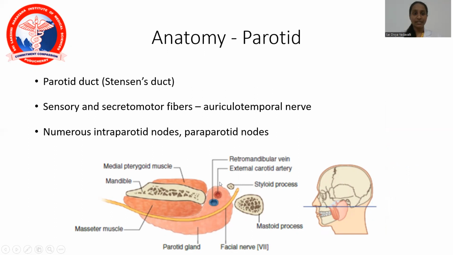The gland is supplied with sensory and secretomotor fibers by the auriculotemporal nerve. There are numerous intraparotid nodes and paraparotid nodes which provide the lymphatic drainage of the gland. In this image, we can see the facial nerve dividing the gland into a superficial and deep lobe, and the retromandibular vein and external carotid artery running through the gland.